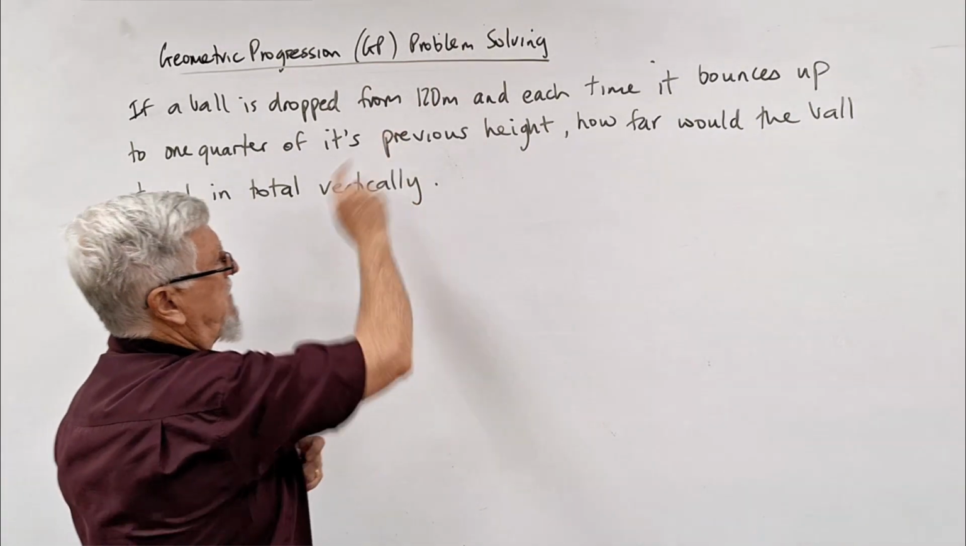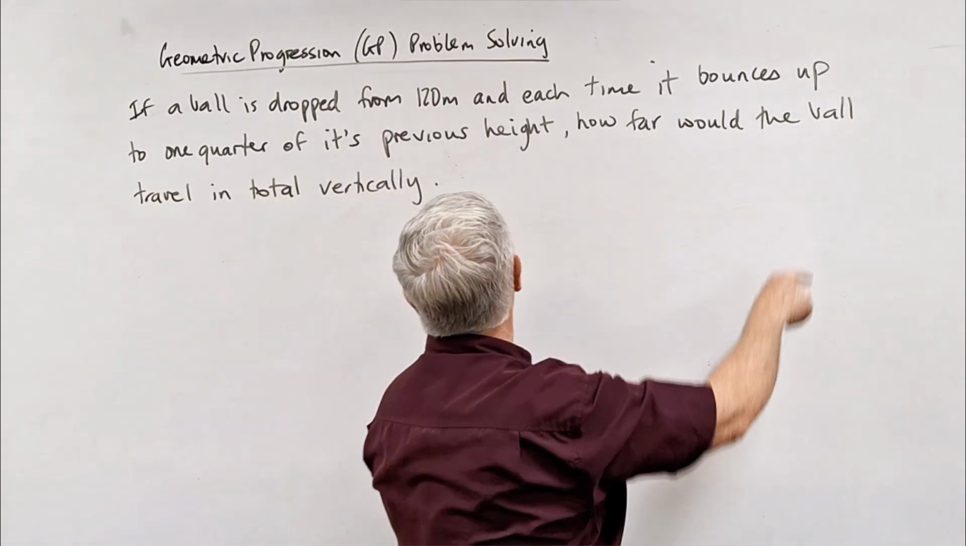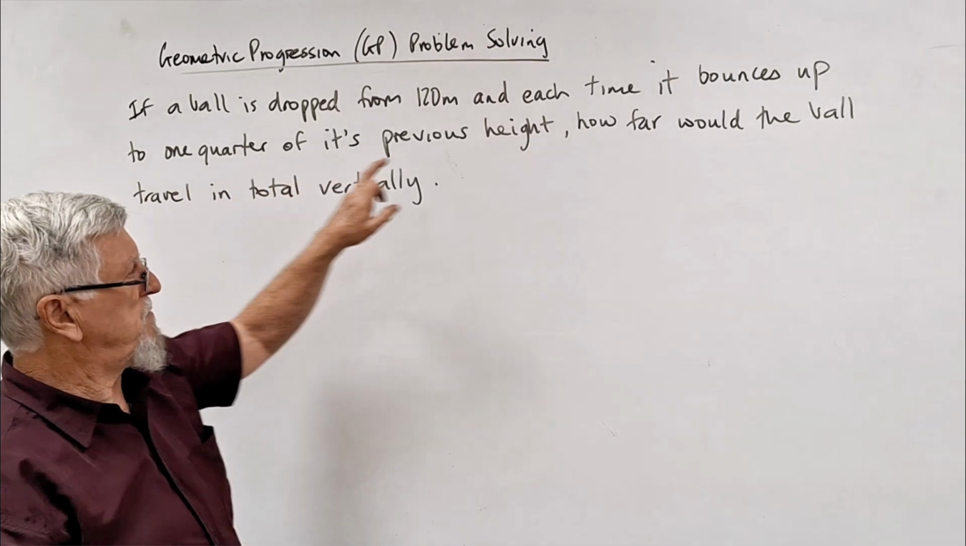If a ball is dropped from 120 metres and each time it bounces up to 1/4 of its previous height.